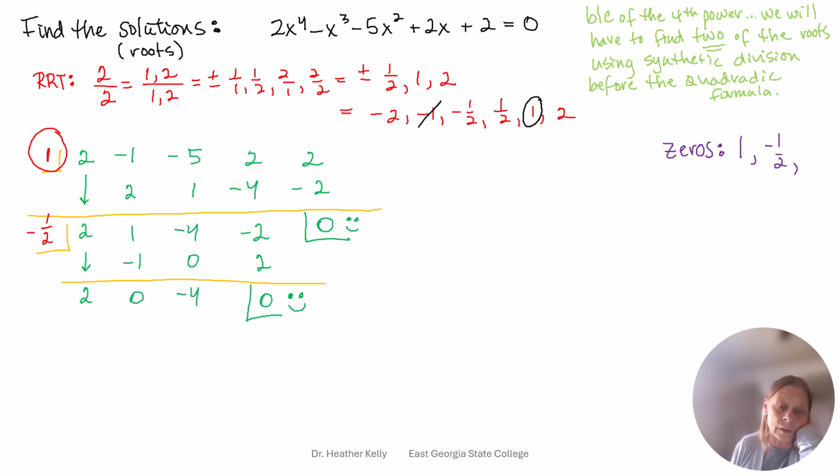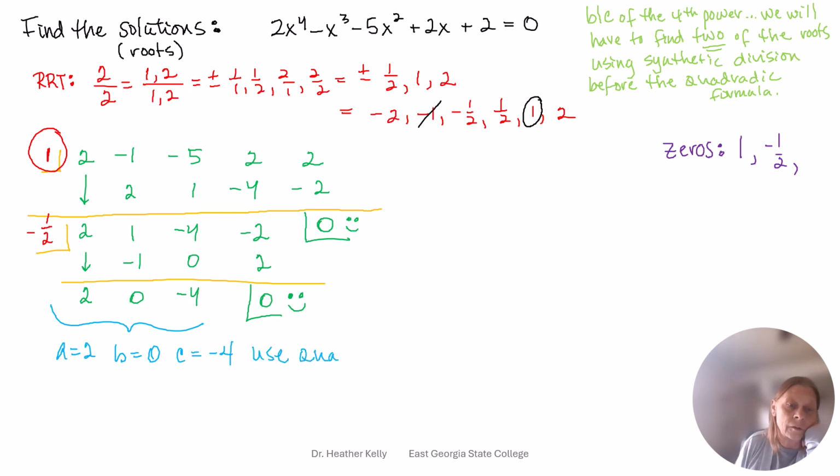Now at this point, we can either use quadratic. So we have A is equal to 2, B is equal to 0, C is equal to negative 4. You could use quadratic here, but you don't have to. And so I'm not going to solve it like that. I'm going to take this information and write it as the quotient, 2x squared minus 4.